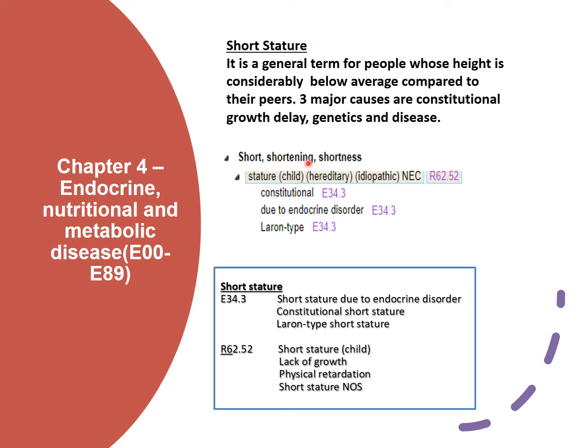If we go by the alphabetic index, short stature by itself leads to R62.52. The non-essential modifiers are child, hereditary, idiopathic. For NEC also R62.52. For constitutional short stature E34.3, due to endocrine disorder E34.3, Laron type E34.3. So, if the patient has short stature due to endocrine disorder, we will report with E34.3. Short stature NOS or child or lack of growth or physical retardation should be reported with R62.52.